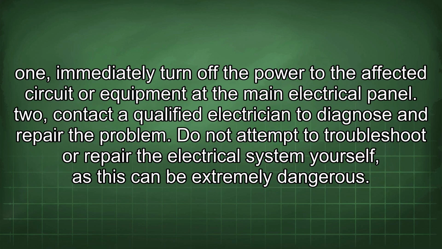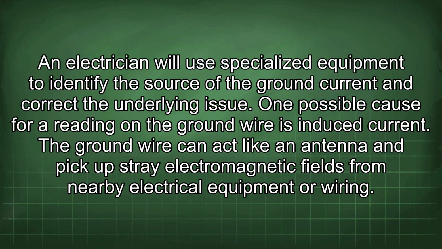If current is detected on the ground wire, several safety precautions should be taken. 1. Immediately turn off the power to the affected circuit or equipment at the main electrical panel. 2. Contact a qualified electrician to diagnose and repair the problem. Do not attempt to troubleshoot or repair the electrical system yourself, as this can be extremely dangerous. An electrician will use specialized equipment to identify the source of the ground current and correct the underlying issue.